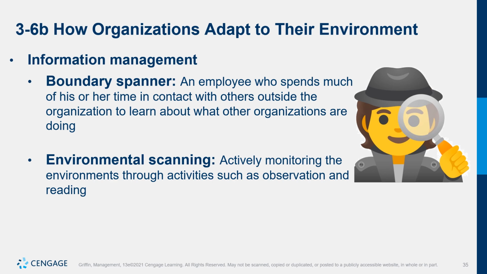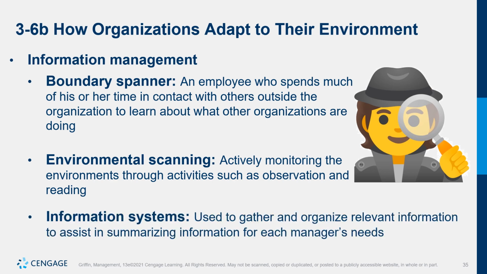A boundary spanner is someone who spends much of his or her time in contact with others outside the organization. Environmental scanning is the process of actively monitoring the environment through activities such as observation and reading. An effective information system refers to electronic systems designed to gather and organize relevant information for managers and assist in summarizing that information in the form most pertinent to each manager's needs.